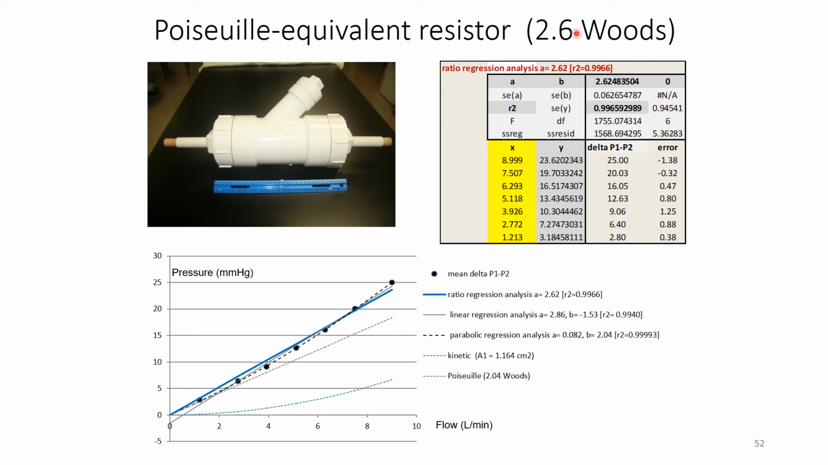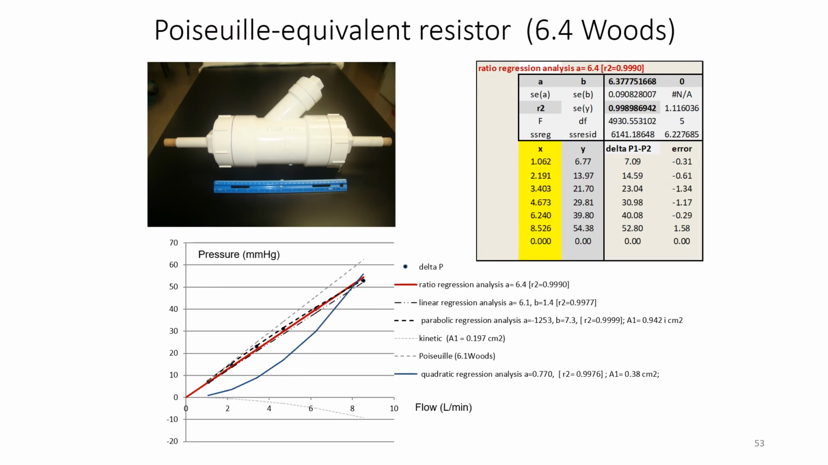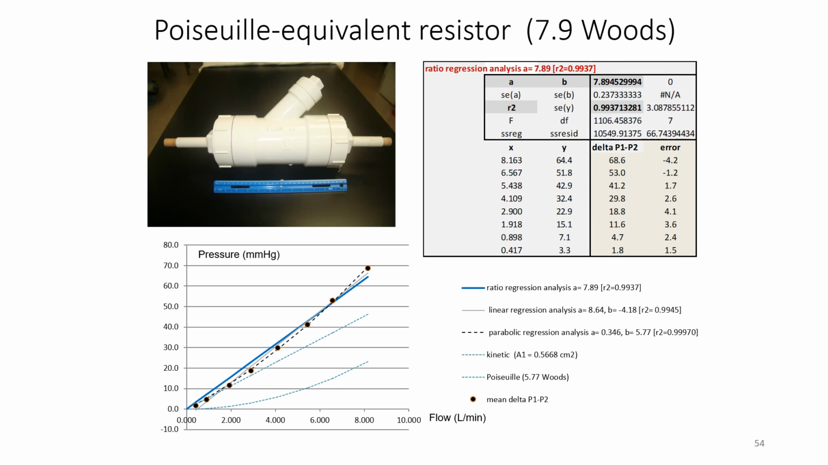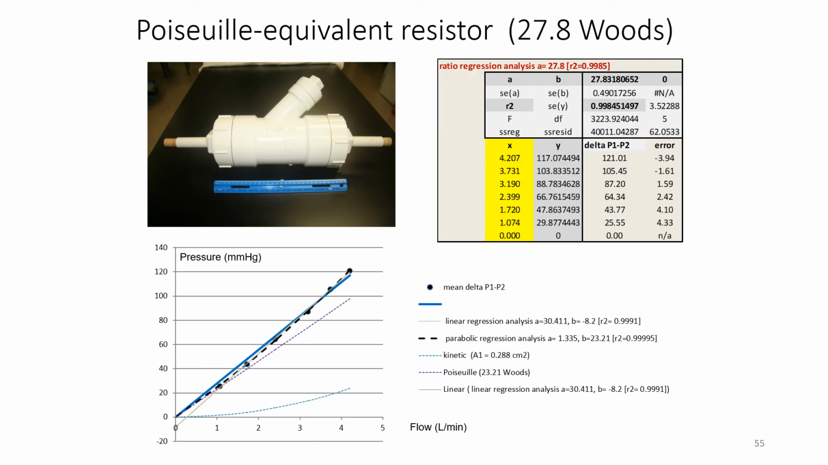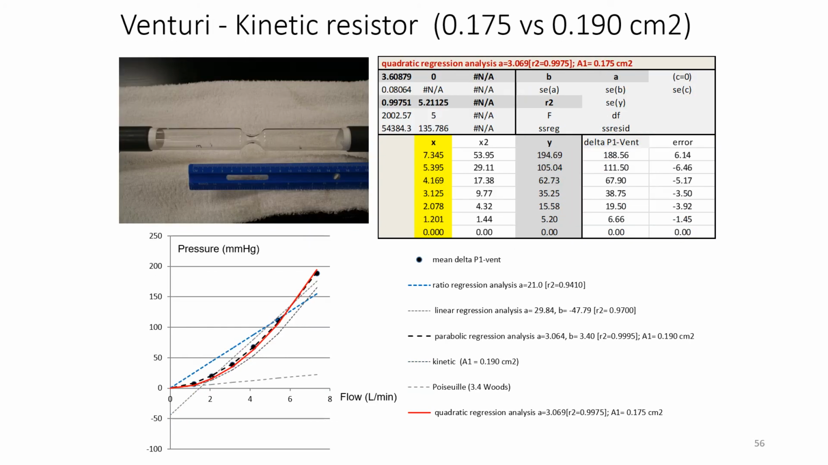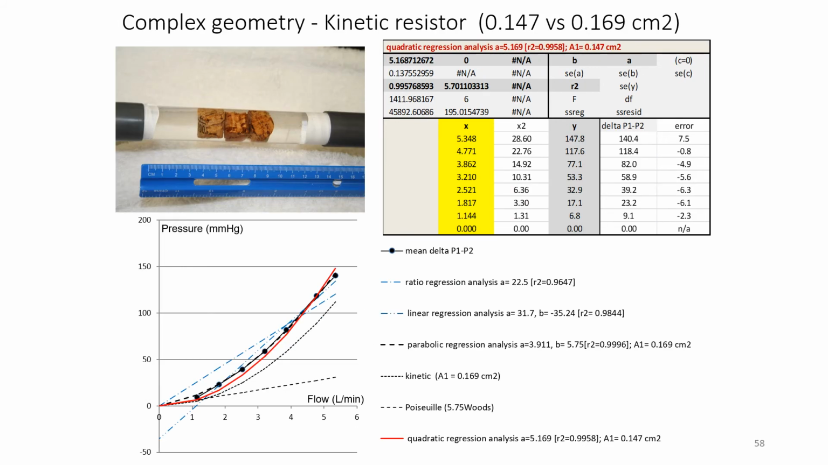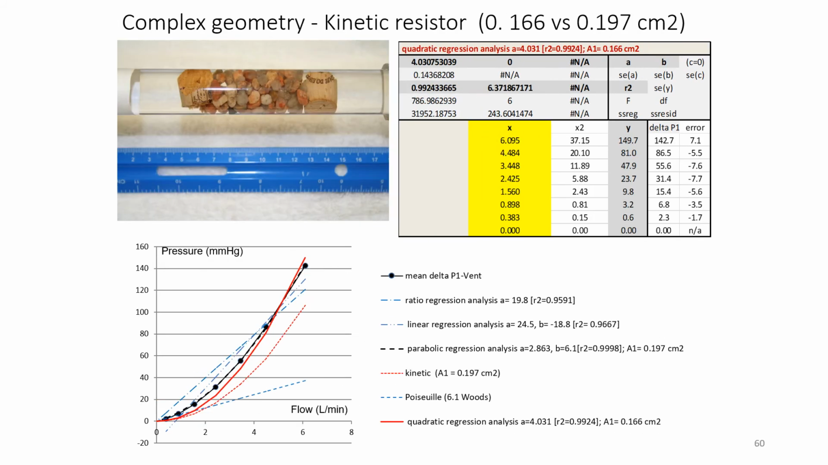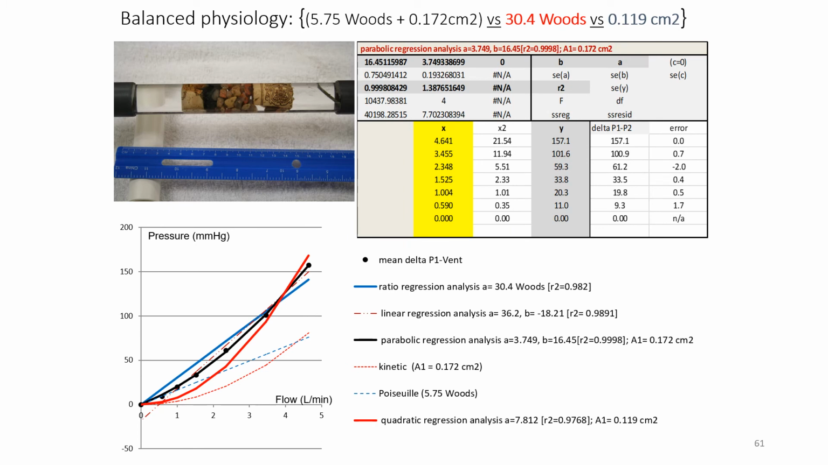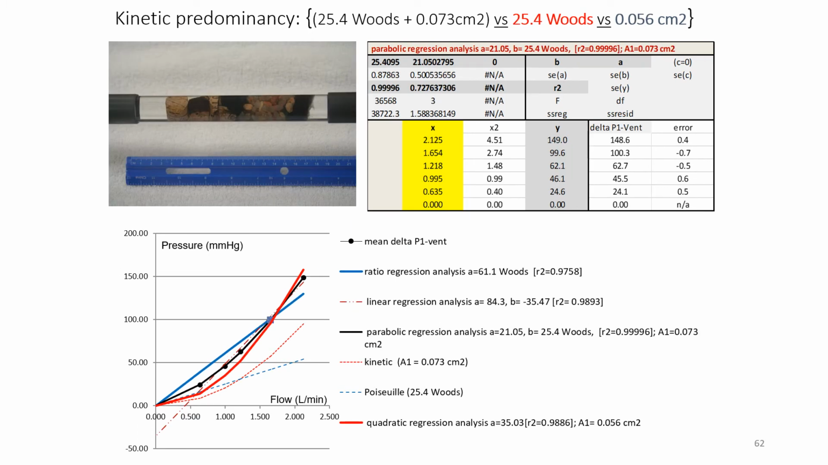I constructed one that is equivalent to 2.6 Wood units, same type of stuff. One that's 6.4 Wood units, the other one 7.9, the other one 27.8, meaning that could be just a segment of the lung. It's very, very high resistance. And the kinetic resistance, again, showing the data. And then you go from all this. And for all of those circuits, I did the regression analysis. If you pay attention, the parabola is always there on the dots, which are the true data.